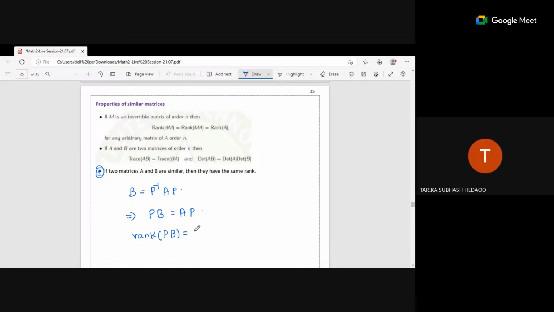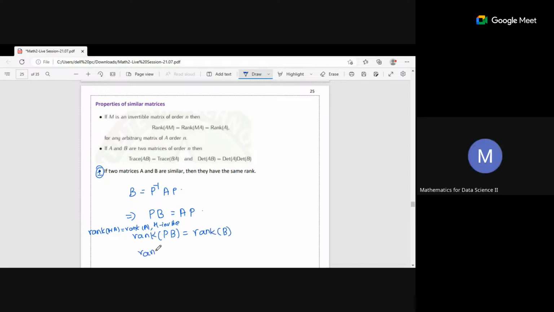Here P is invertible. Is the rank of BP... No, no, no. See, I'm using this property: rank of MA is equal to rank of A when M is invertible. So here, instead of M, I'm having P, and instead of A, I'm having B. So what is the right hand side? Rank of B.